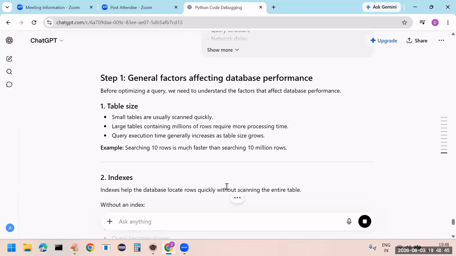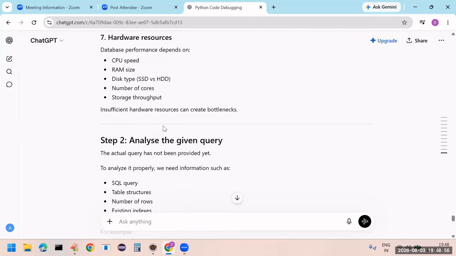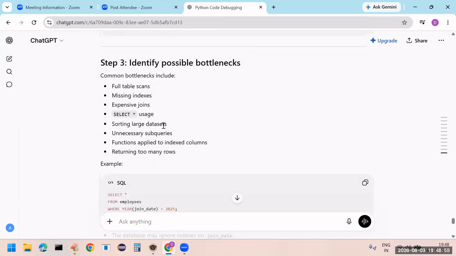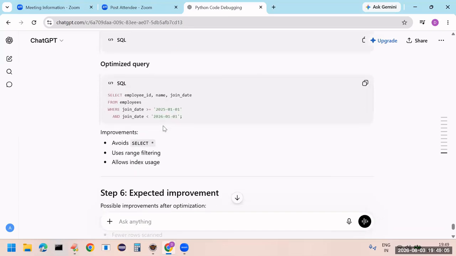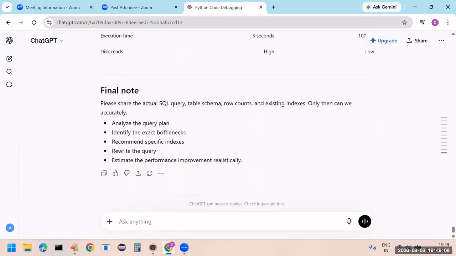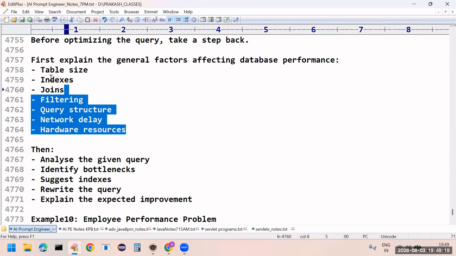General factors affecting the database performance. Before optimizing the query, we need to understand the factors that affect the database performance. Table size, analyze the given query, identify the possible bottlenecks, suggest indexes, rewrite, expected improvement. Final note. It is giving a clear indication of what improvements have to be done. But before giving the solution, can you please go back and check all these properties? Then you can. Like that it is given. Clear, friends? Please confirm.